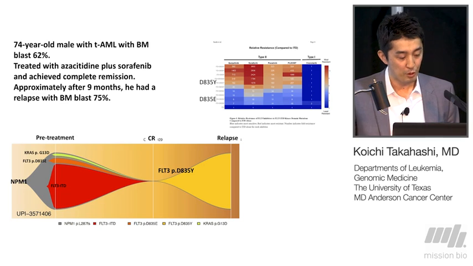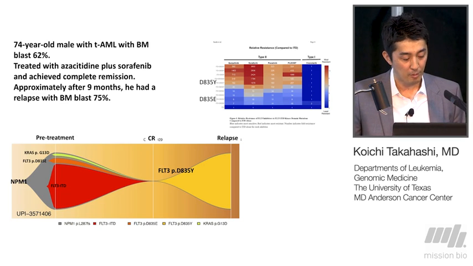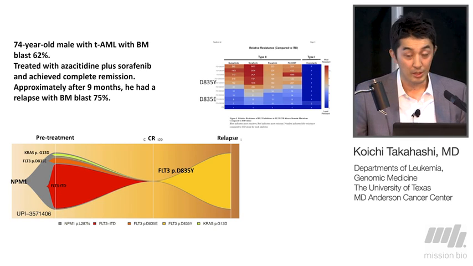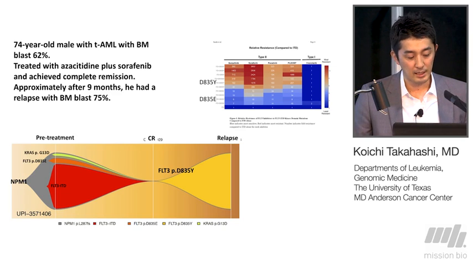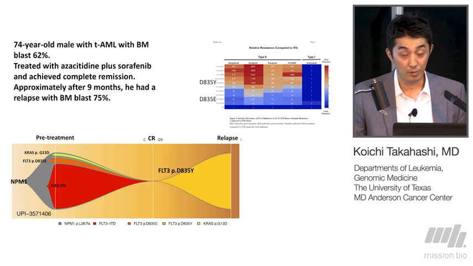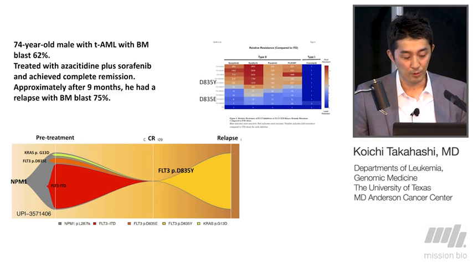At the time of pre-treatment, this sample had 4 independent clones, which were FLT3 ITD, FLT3 D835E, FLT3 D835Y, which is very tiny here, and KRAS G13D mutation. Although sorafenib and azacitidine put this patient into remission for 9 months, the eventual relapse clone was full of this FLT3 D835Y clone.